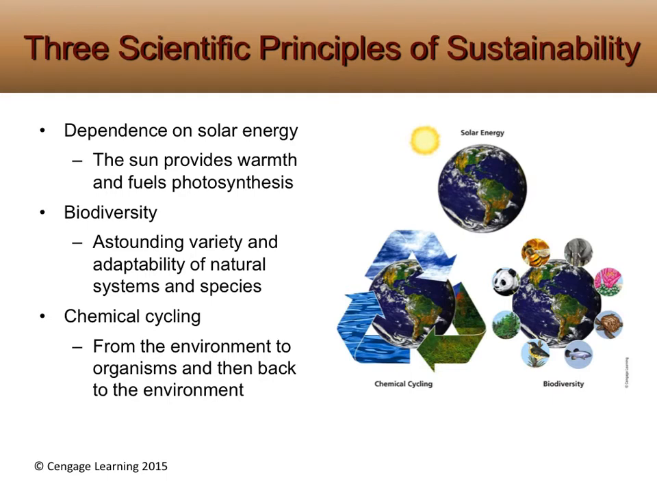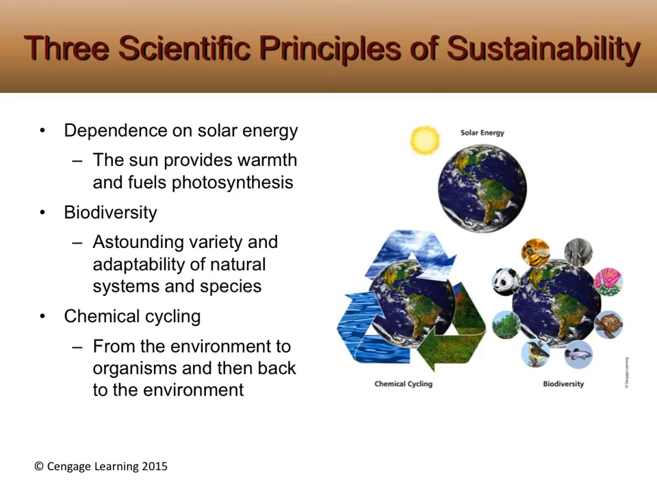Three principles of sustainability. We really rely on our solar energy. Of course, the sun really provides everything. Without it, our planet would not be warm, and we would not be able to have photosynthesis, which gives us those lovely things called oxygen and glucose. Biodiversity is critical. You probably learned a lot about that in your biology class at one time, but we need variety and adaptability of different species on our planet.